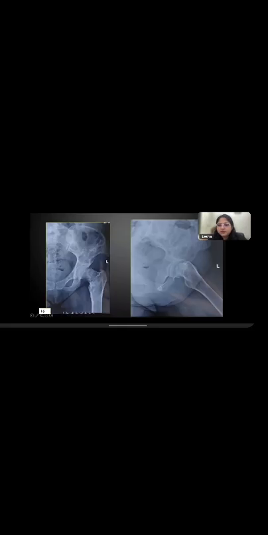Okay, I'll move the chat box a little so that you can see the radiograph well. 16. Already people have given the diagnosis. Very good. So what you can see is there is a large ill-defined lytic lesion involving a large area of the left iliac bone as well as the left femur.